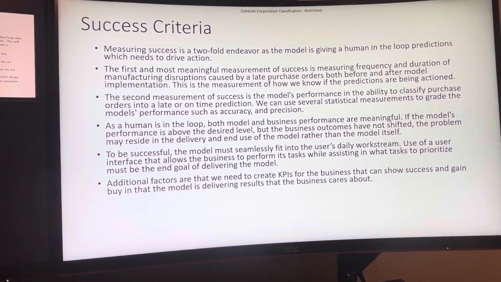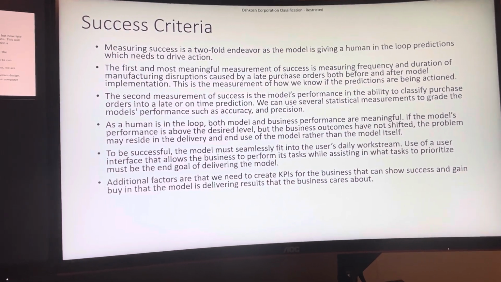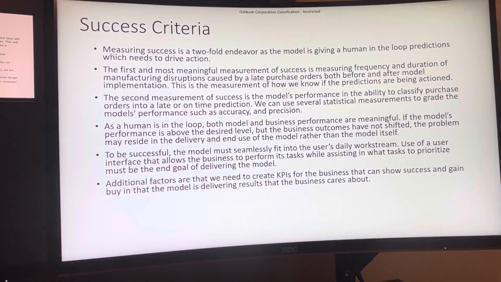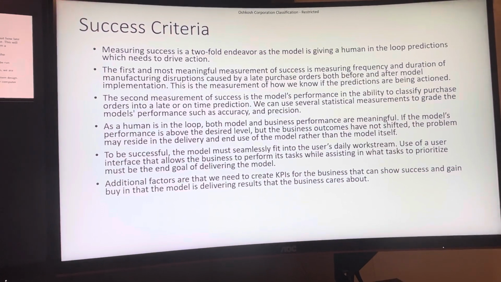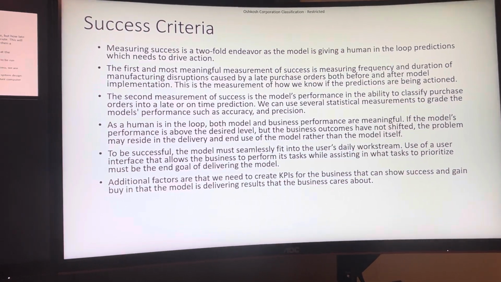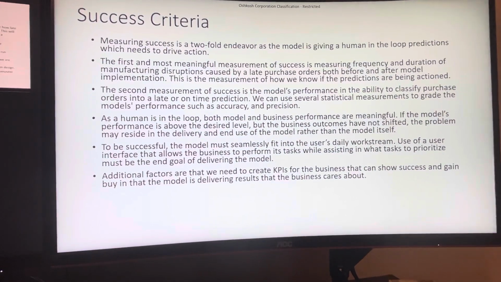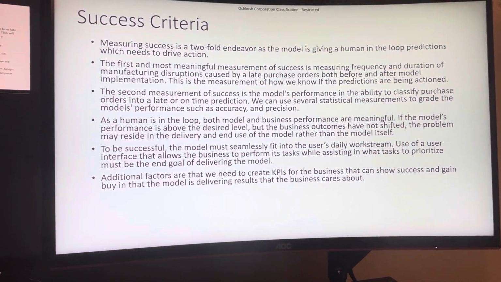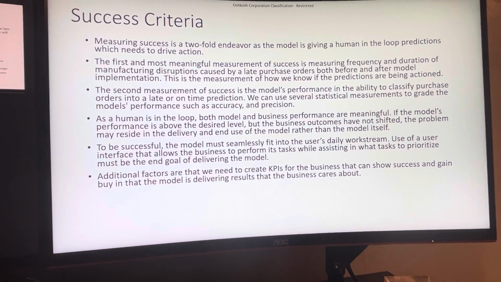The second measure of success is going to be the model's overall performance, and that is going to be monitored with different statistical measures such as accuracy and precision. Because of humans in the loop, both the model and business performance are meaningful. If the model's performance are at or above the desired level, but the business outcomes have not shifted, the problem is not necessarily the model, but just in the delivery mechanism, the implementation, business process, and those other considerations. And those are important, but they need to be solutioned differently than just making a better model.